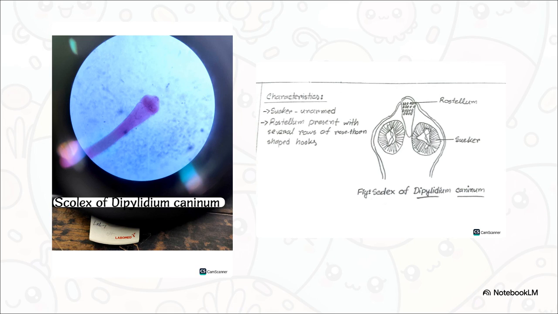Next up is Dipylidium caninum. Under the microscope, it has a highly protrusive rostellum. When you translate this to paper, you need to draw multiple distinct rows of very sharp, curved hooks that look identical to a patch of rose thorns. Then, right below that thorny crown, draw your large, unarmed suckers.